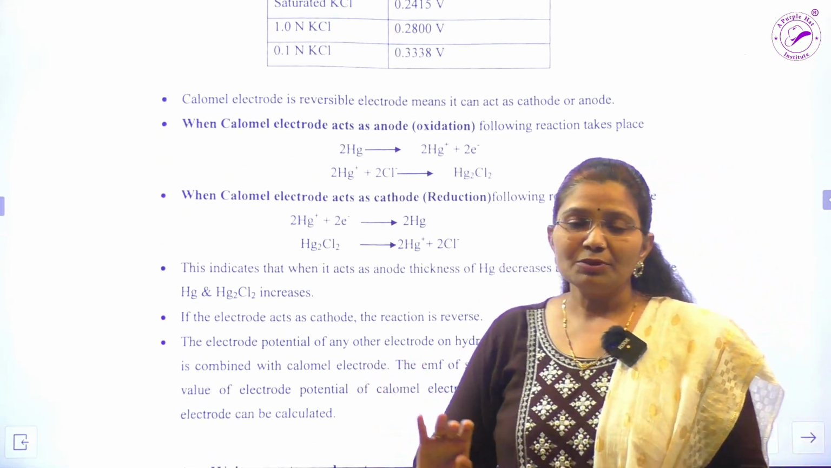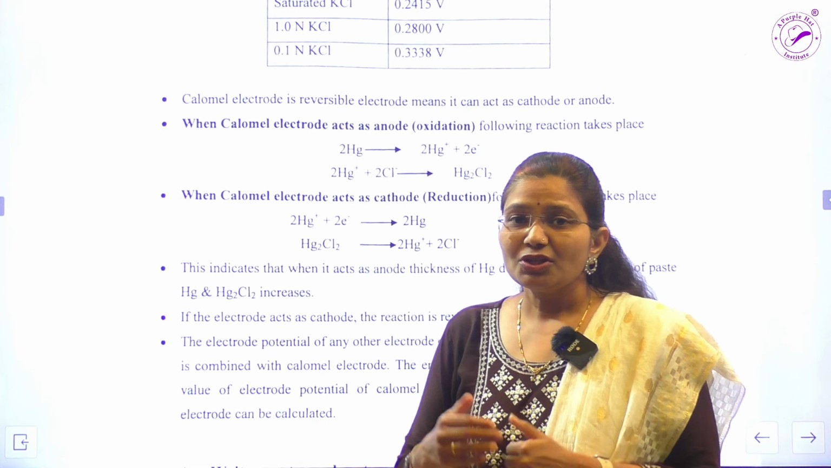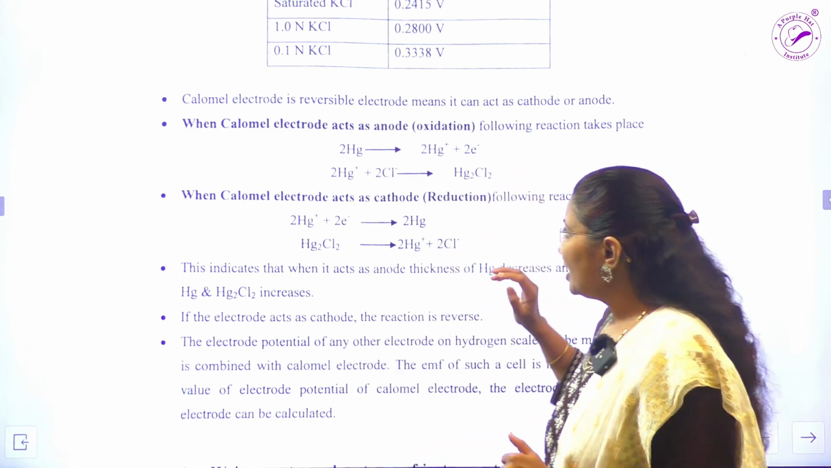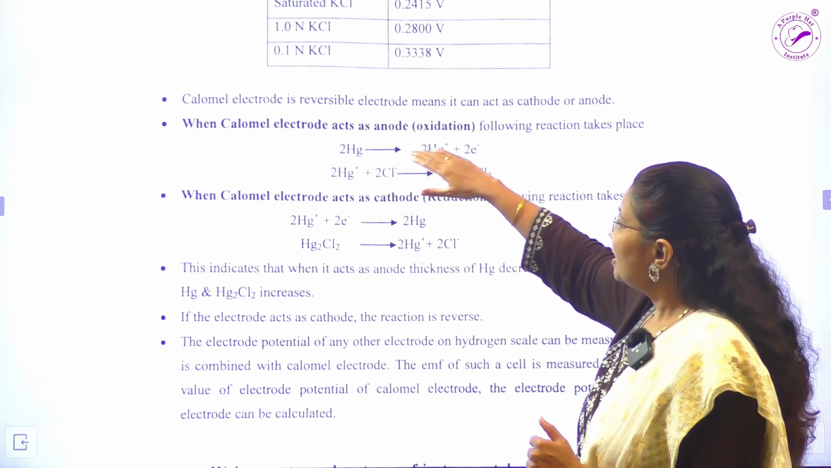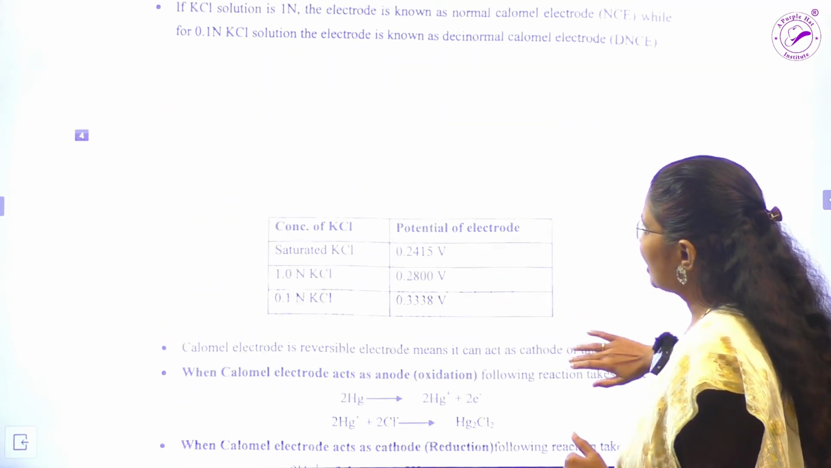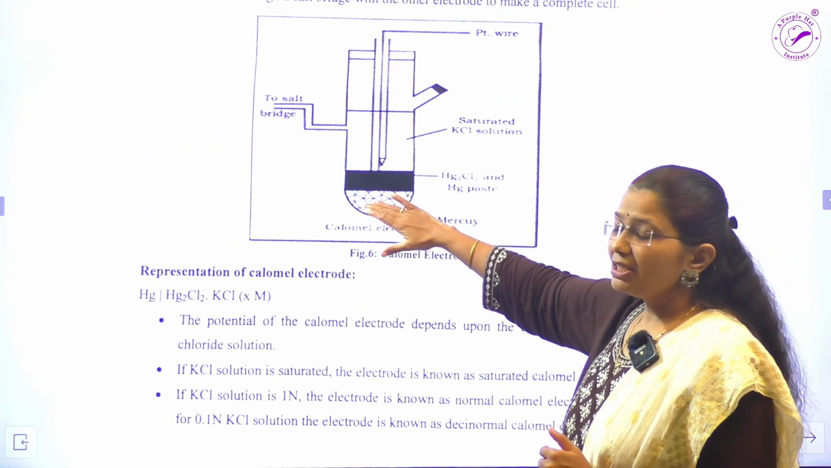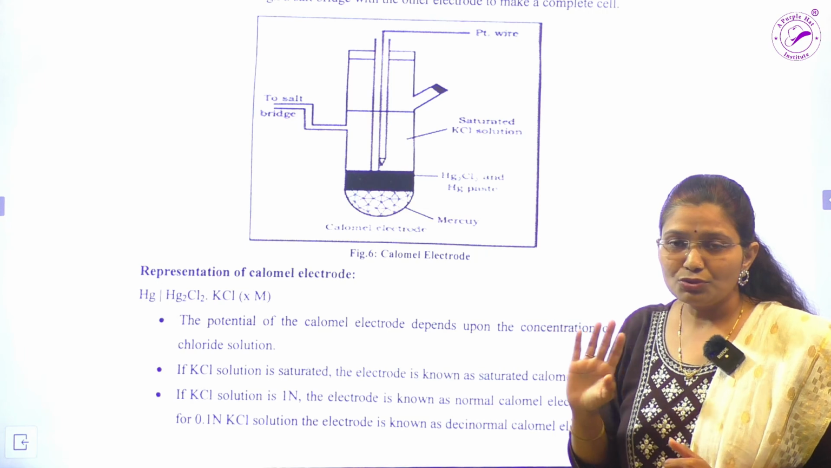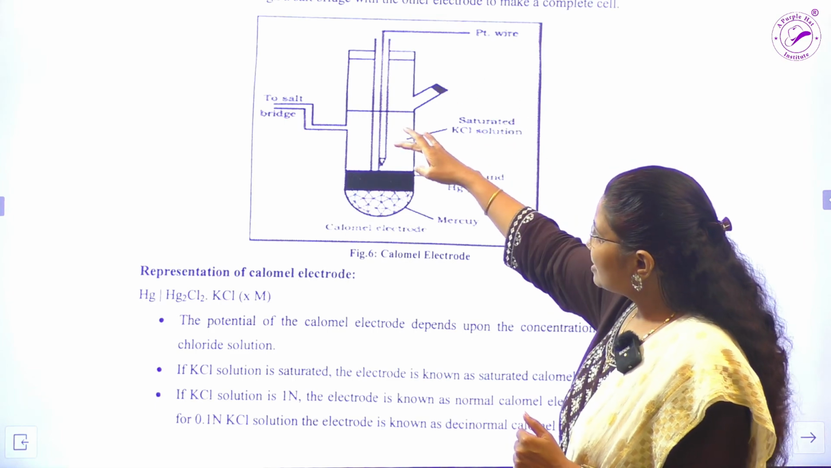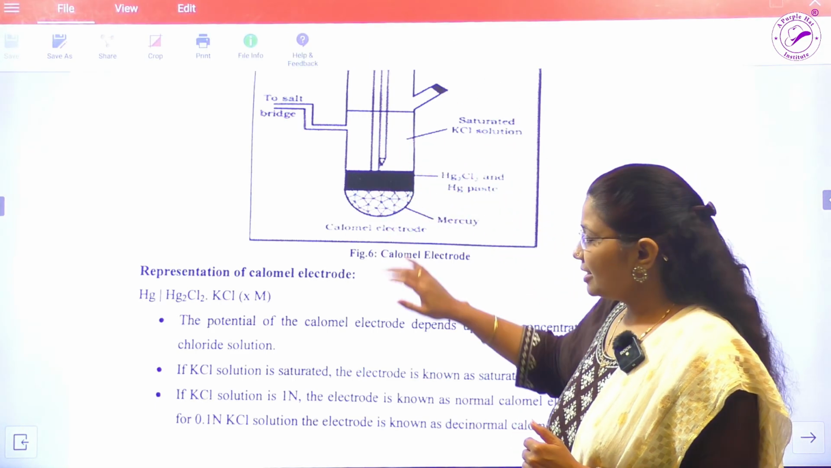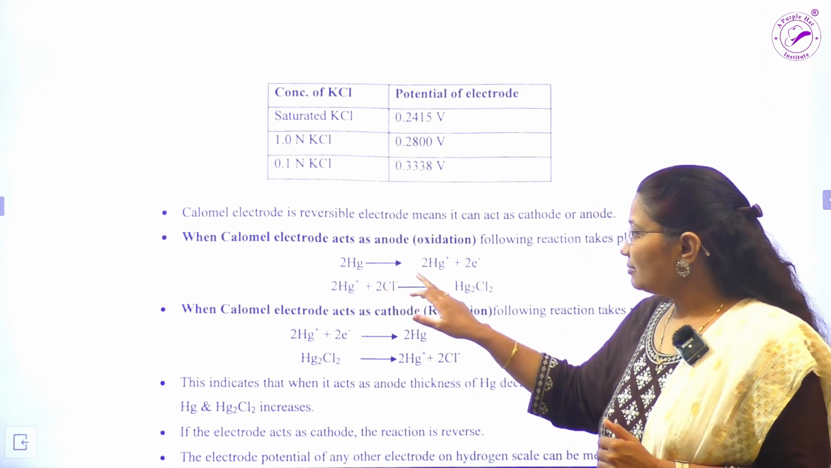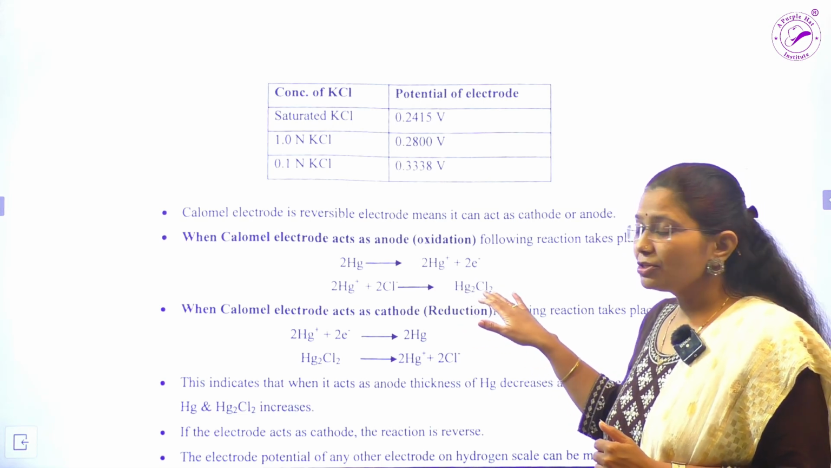You know that the calomel electrode is a reversible electrode. In the calomel electrode, when mercury acts as an anode, what will happen? When mercury acts as an anode, it will lose electrons. There is a formation of Hg2 plus ions. The electrons will be lost, and from the KCl solution, the Cl minus ions will react with the Hg, and there is a formation of Hg2Cl2. Here there is a formation of mercurous chloride paste.